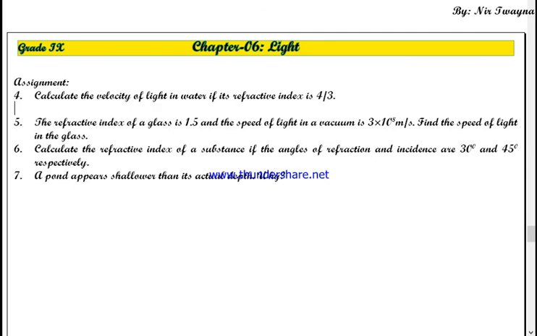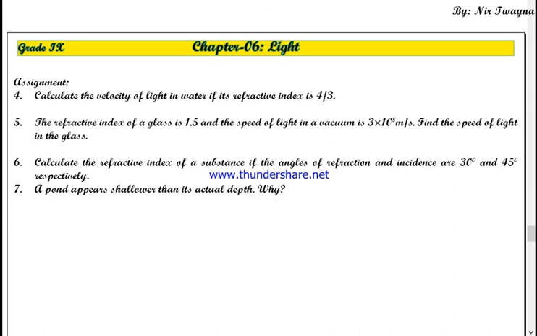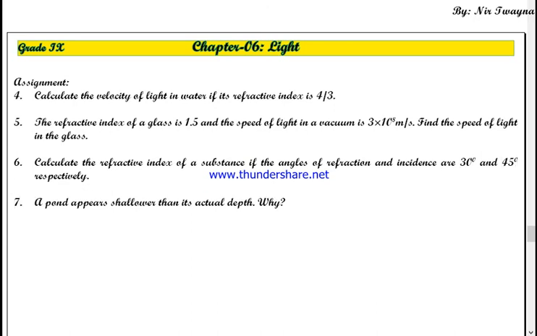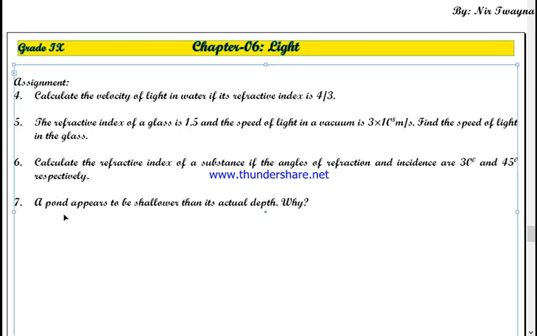Question 4: Calculate the velocity of light in water if its refractive index is 4/3. Next question: the refractive index of a glass is 1.5 and the speed of light in vacuum is 3 into 10 to the power 8 meter per second. Find the speed of light in the glass. Next question: calculate the refractive index of a substance if the angle of refraction and incidence are 30 degree and 45 degree respectively. And another give reason question: a pond appears to be shallower than its actual depth, why?